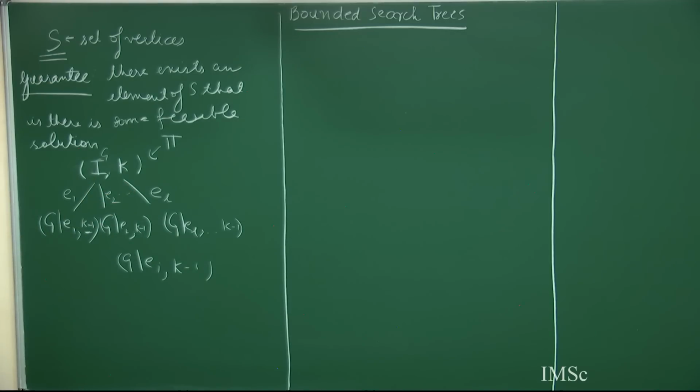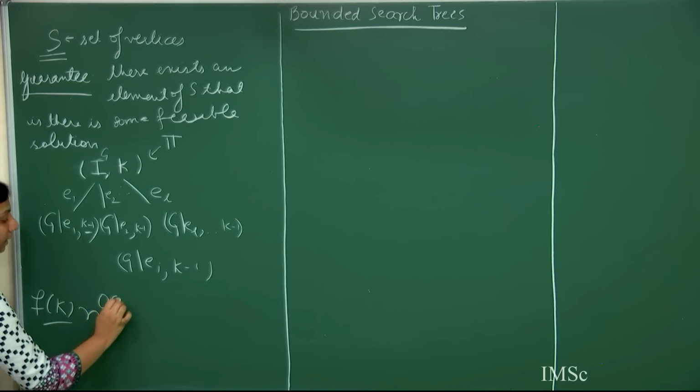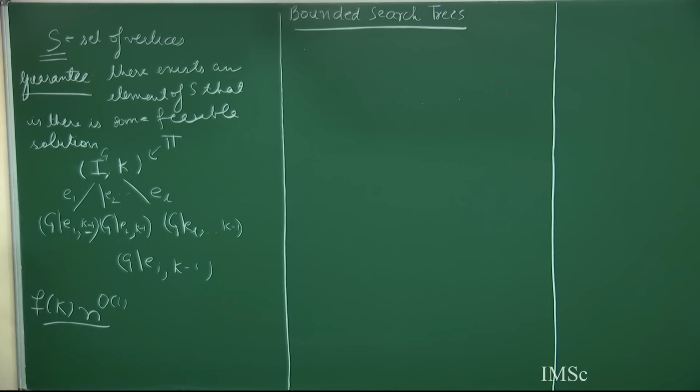Now, since we are designing FPT algorithms, that means we want algorithms which run in time f of k, where k is the parameter, times polynomial in n. We would want to put certain constraints in the procedure so that this procedure actually gives us this kind of algorithm. Okay.